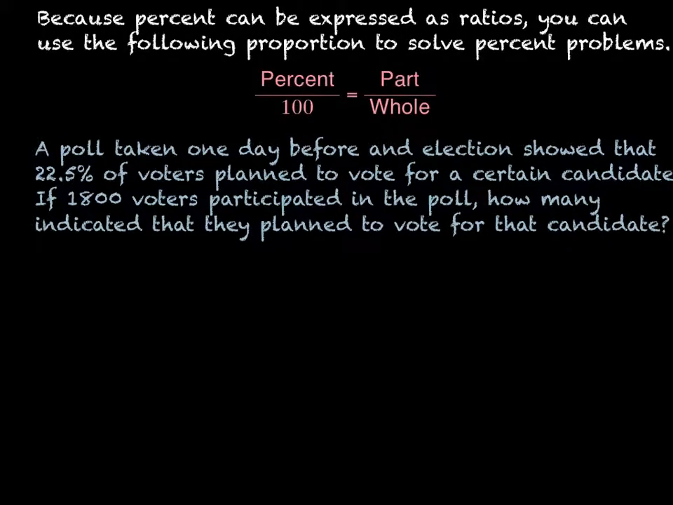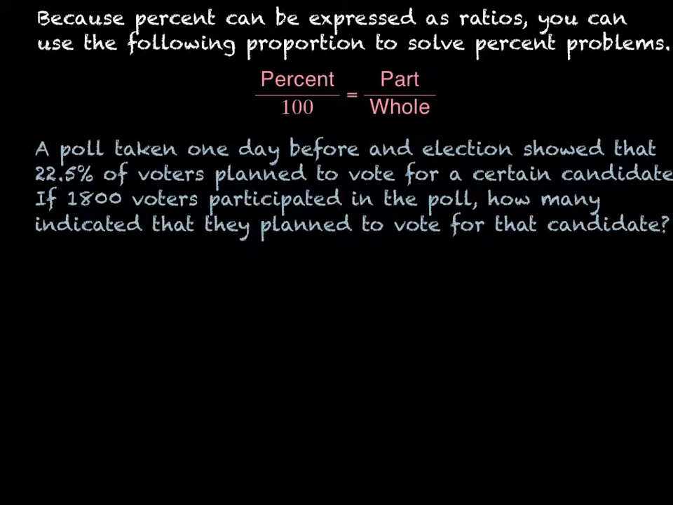A type of problem that uses proportions would be percent problems. Because a percent can be expressed as a ratio, you can use the following proportion to solve any percent problem. Just take the percentage over 100, and that's going to equal whatever the smaller part is over the entire thing, the whole group. So let's do an example of that.